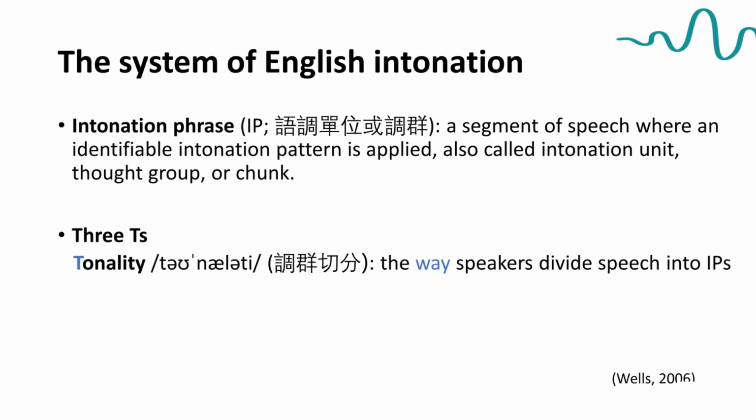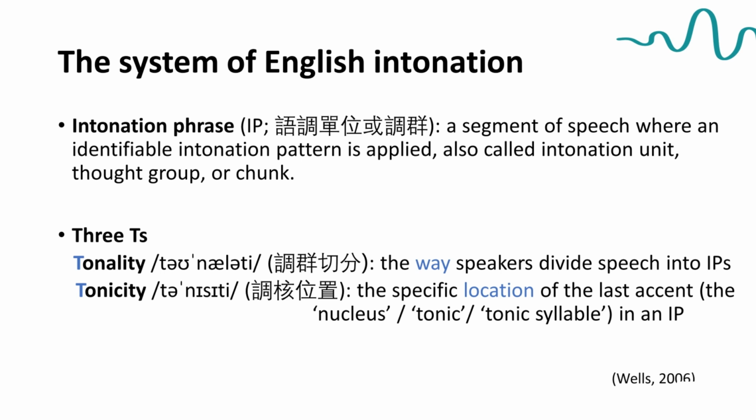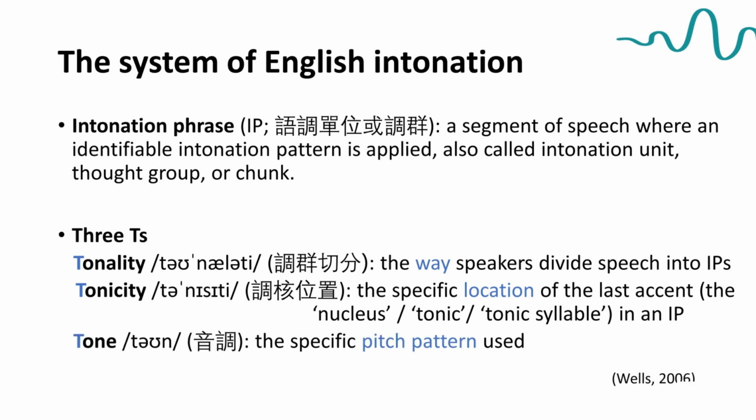Regarding the 3 T's, the first T is derived from tonality, referring to how speakers divide speech into IPs. The second T, tonicity, concerns the specific location of the last accent, also known as the nucleus, tonic, or tonic syllable within an IP. As for the last T, tone, it refers to the specific pitch pattern used. Now let's take a close look at the 3 T's one by one.